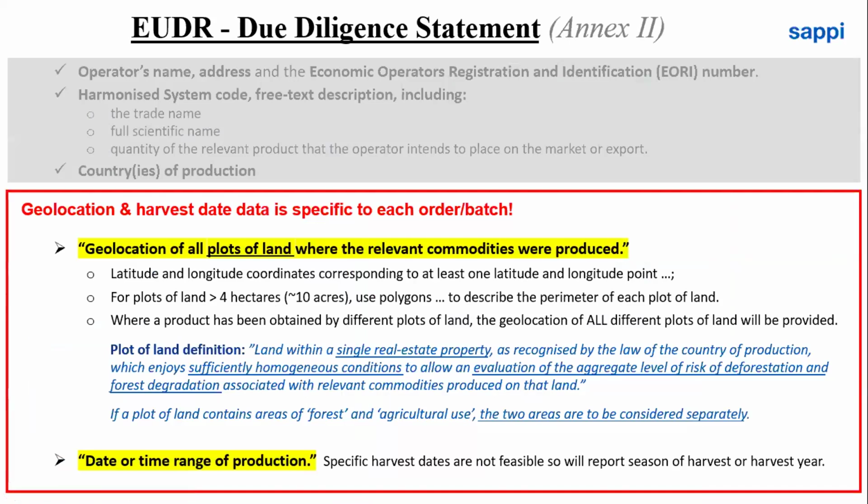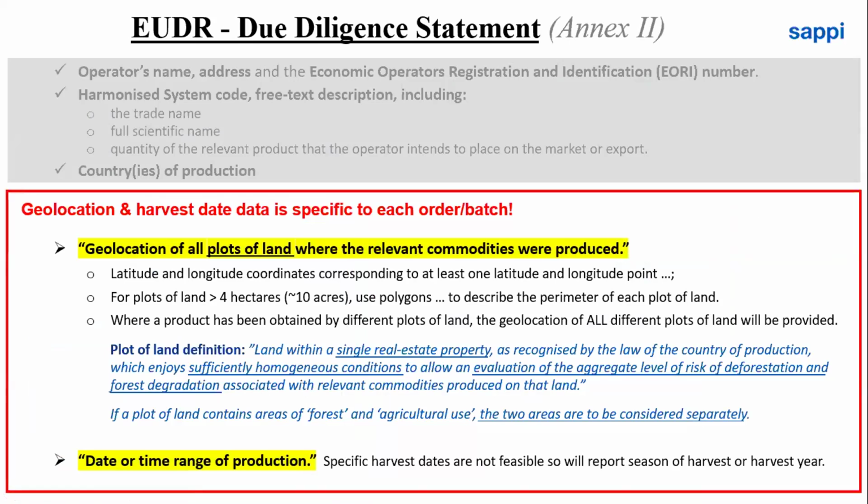Nothing up until now, including chain of custody certification, has ever required geolocation of all plots of land where the commodity was sourced or produced. And if you don't remember from last year, if you're harvesting less than 10 acres, you can use a GPS point. If you're harvesting more than 10 acres, you have to have a shapefile, a polygon. Almost all of our harvest areas around this part of the world are more than 10 acres. So we're dealing with complex data, not just GPS points.